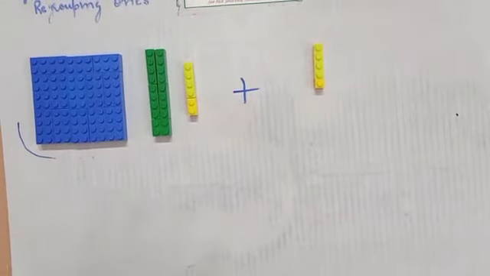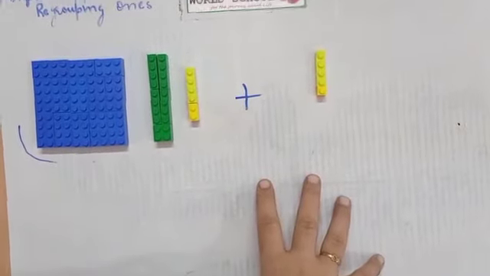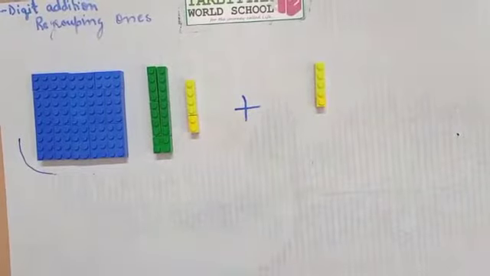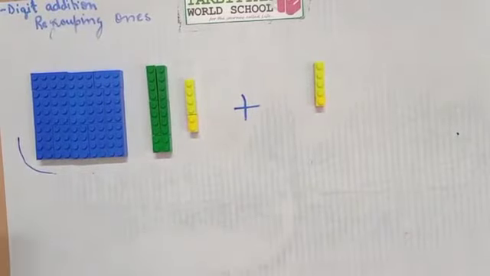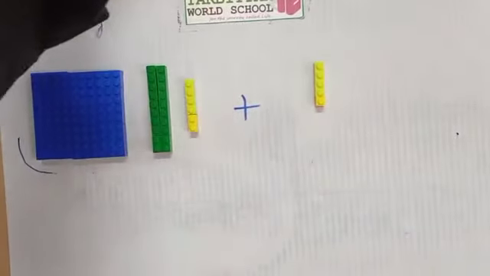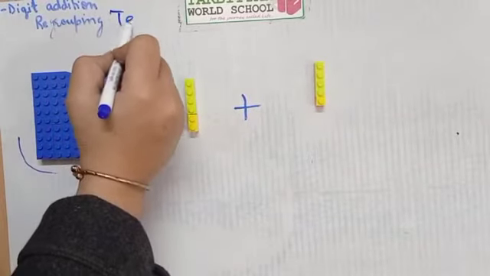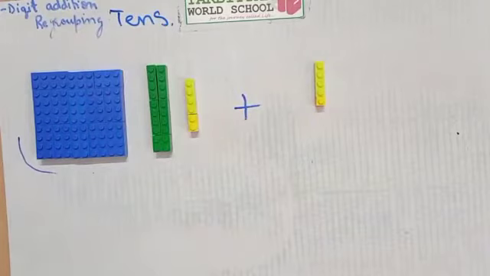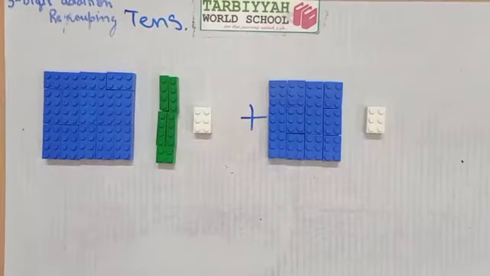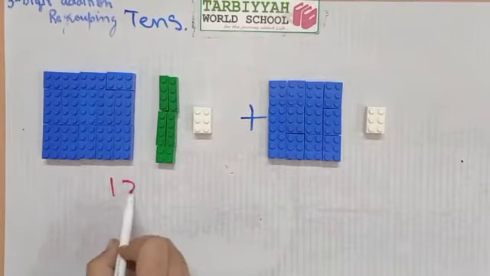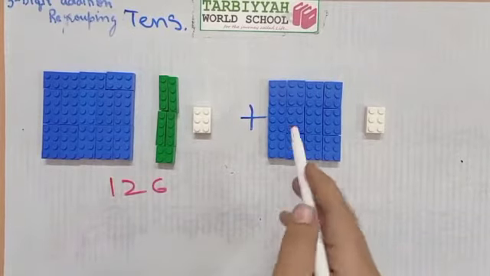So this is how we can regroup the ones. Now we can regroup the tens. See how we regroup the tens. Okay. We have 126. Now we have to count this.